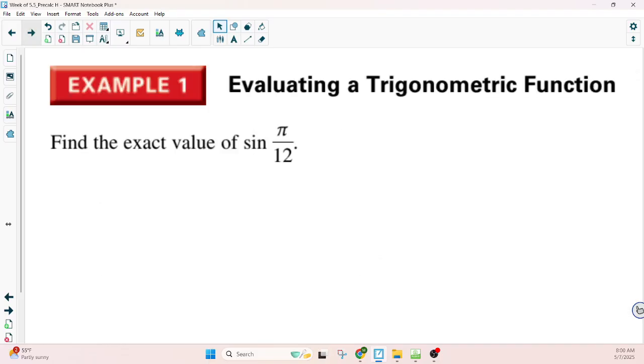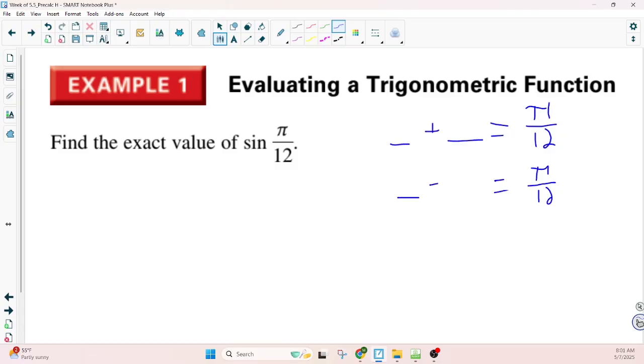So let's just go to evaluating a trig function, example 1. And we want to try to find the value of sine of pi over 12. Let's talk about how we're going to get there. What we need to do is find two things that we know that either add to pi over 12 or subtract to pi over 12. Can you tell me any values of sine that would get you pi over 12?